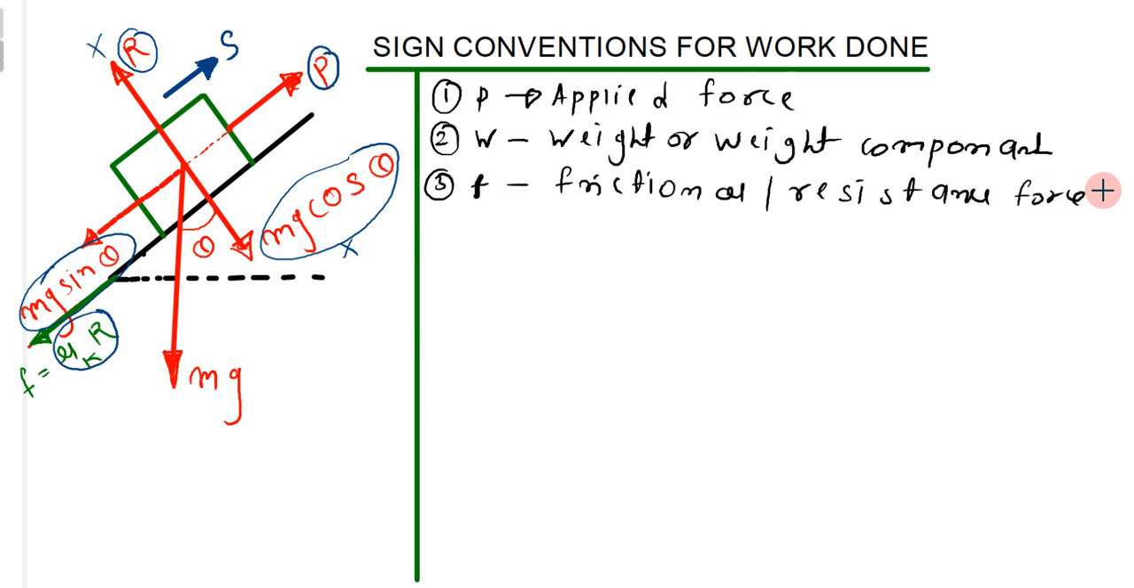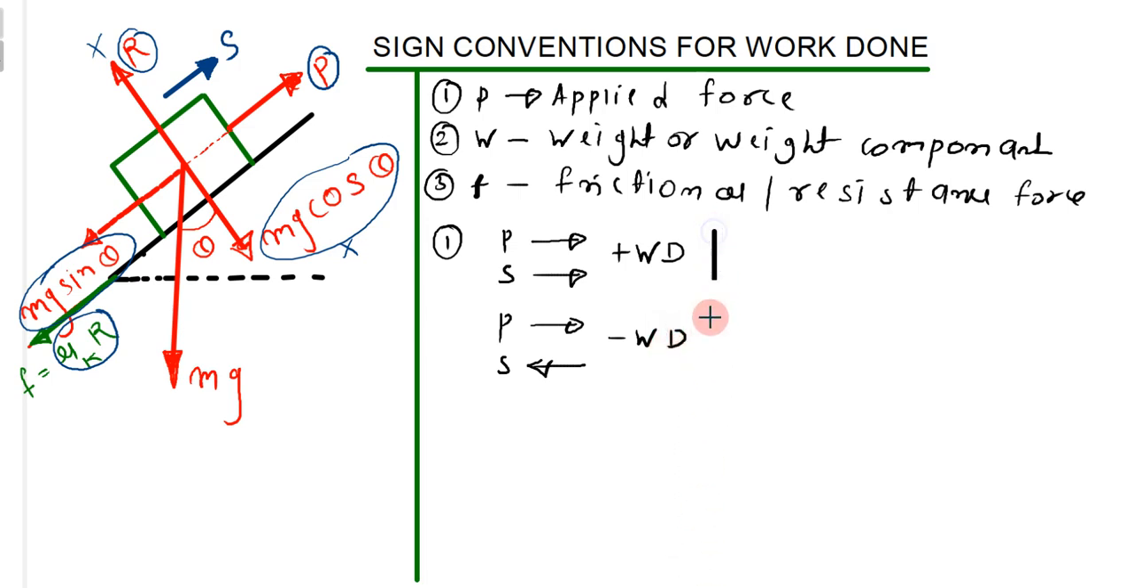So remember, as far as applied force is concerned, what is the sign convention? If the direction of force and the direction of displacement are in the same direction, the work done will be positive. If the direction of displacement and force are opposite, then you have to consider the work done as negative work done. This is for applied force.